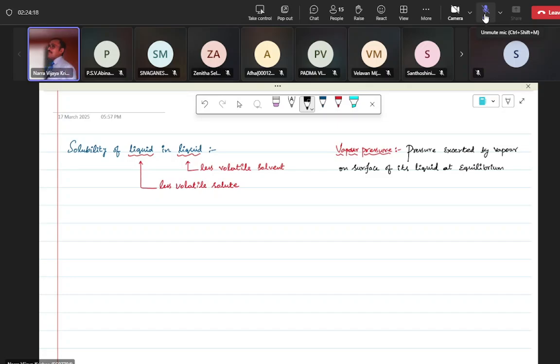Now read the statement. Pressure exerted by vapor on the surface of its liquid. If I take water, pressure exerted by water vapor on water when there is equilibrium, rate of evaporation and rate of condensation both exist. Both reach equilibrium. That pressure is called vapor pressure.